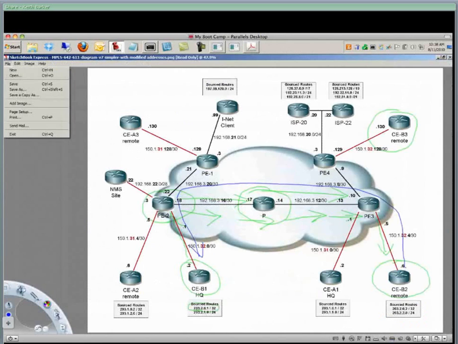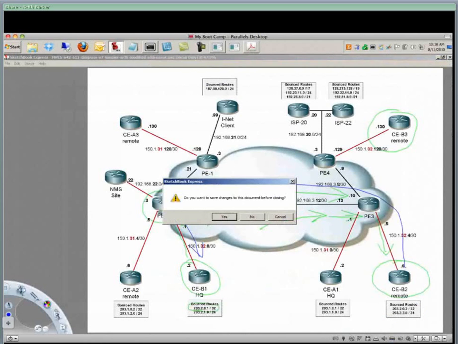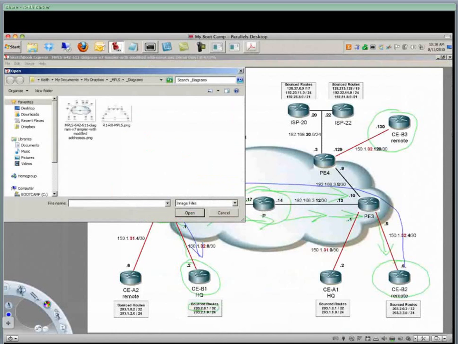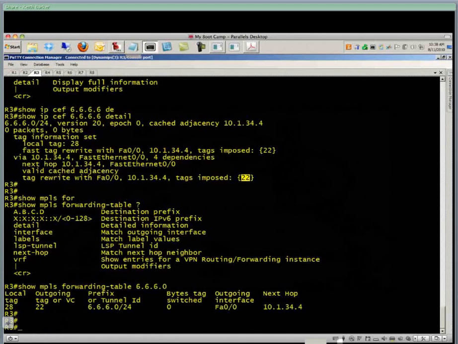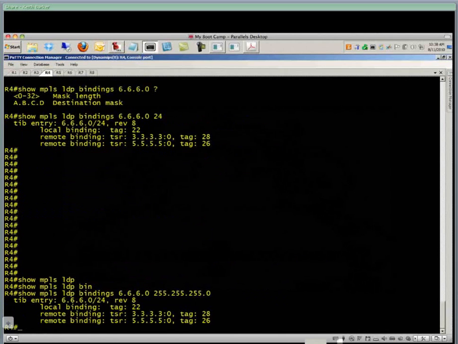Let's jump back and go to our warm-up network. And our warm-up network is right here. Let's just go take a peek at the labels that R4 is retaining, that he knows about, and then we'll build from that. We'll take a look at the control plane and some of the other data structures that are present. So let's hop over to R4. And here's R4 right there.